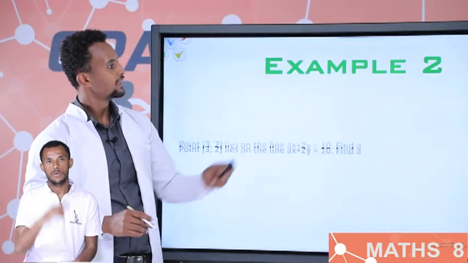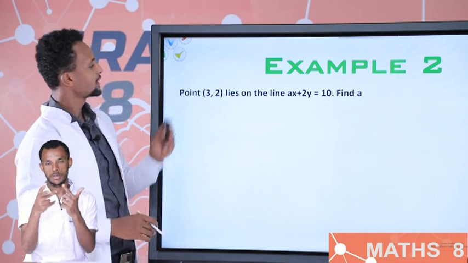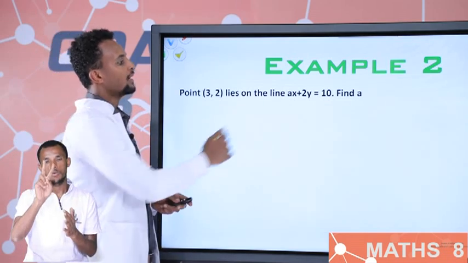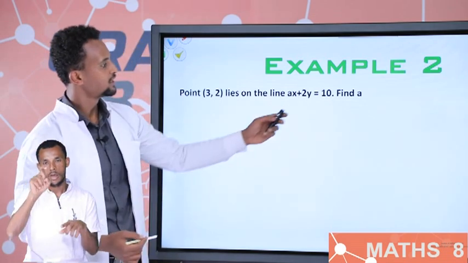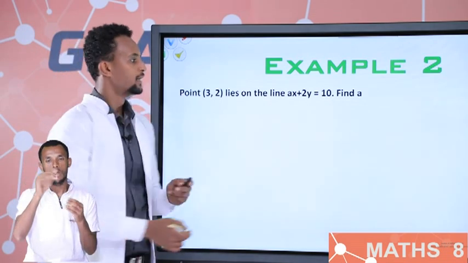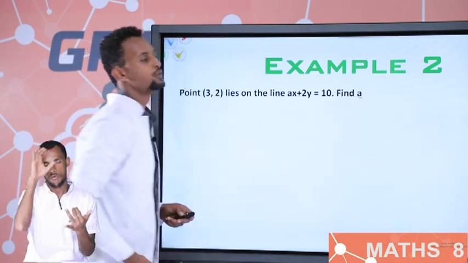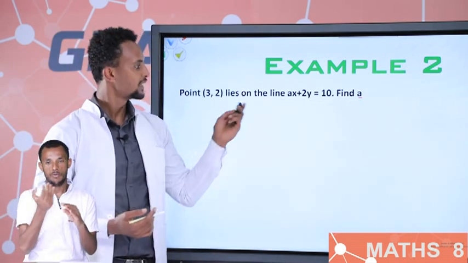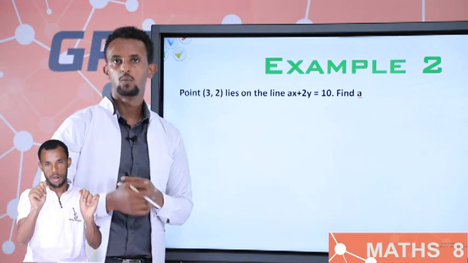So, using this, let's see the second example. The second example says, the point (3, 2) lies on the line ax + 2y = 10. Now, just find the value of a. Students, before I do this example, try it for 1 minute.